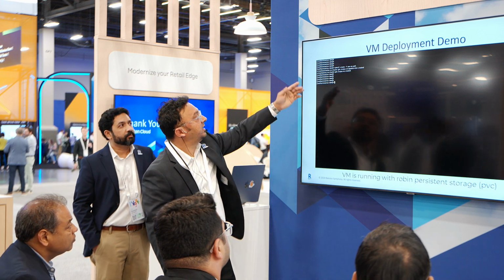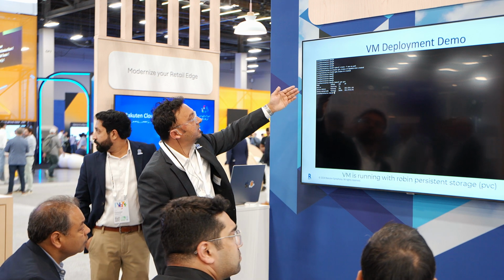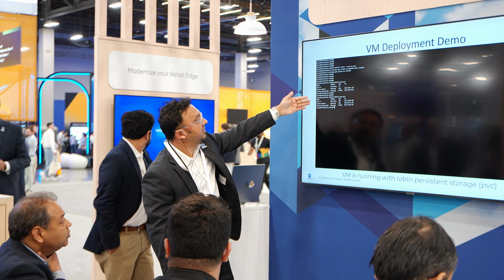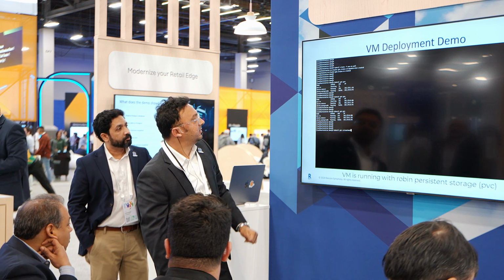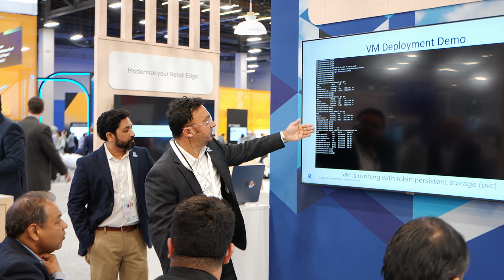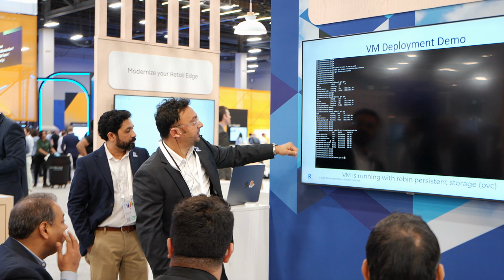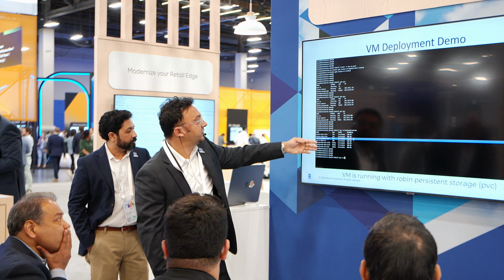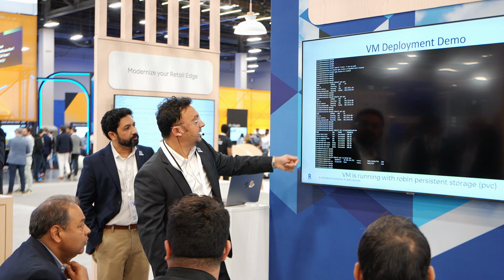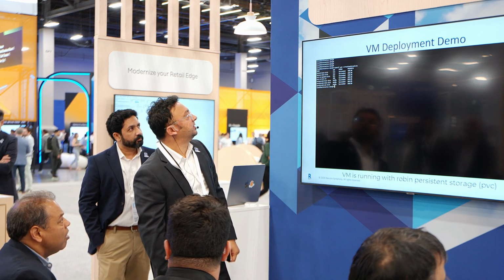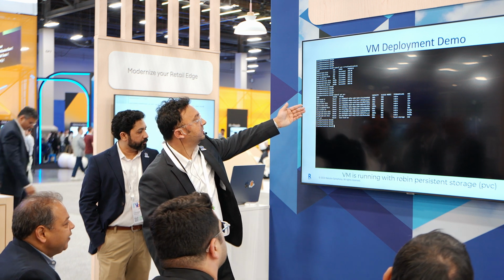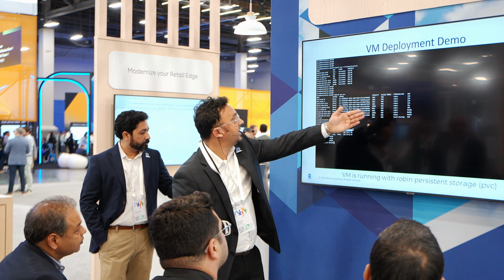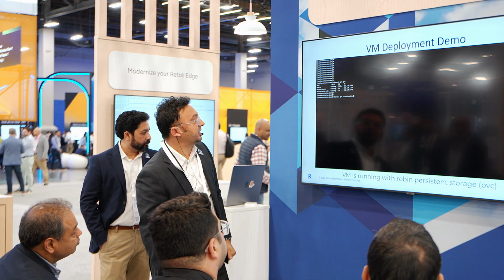So this is a VM that gets deployed. As you see, the virtual machine is running, and it is using virtual machine disks. These are the two virtual machine disks that got created. And as you see here, the point-of-sale application is using the Robin storage class and deployed a virtual machine.